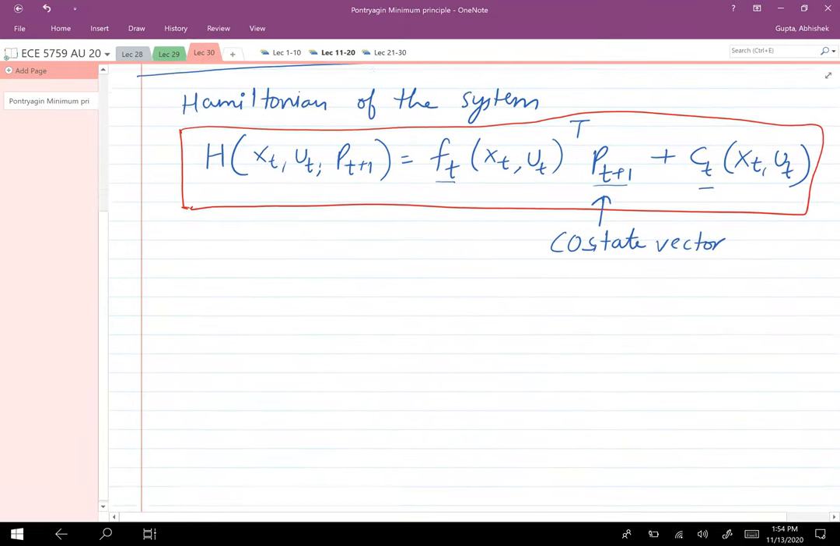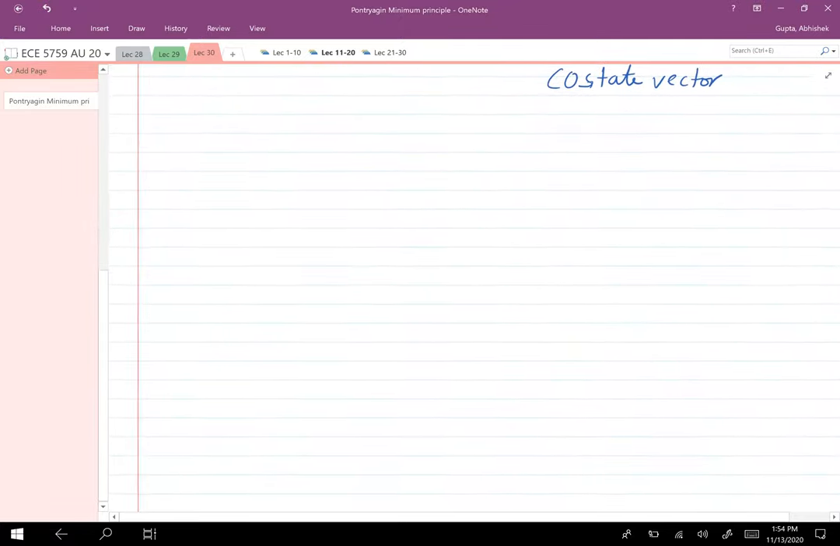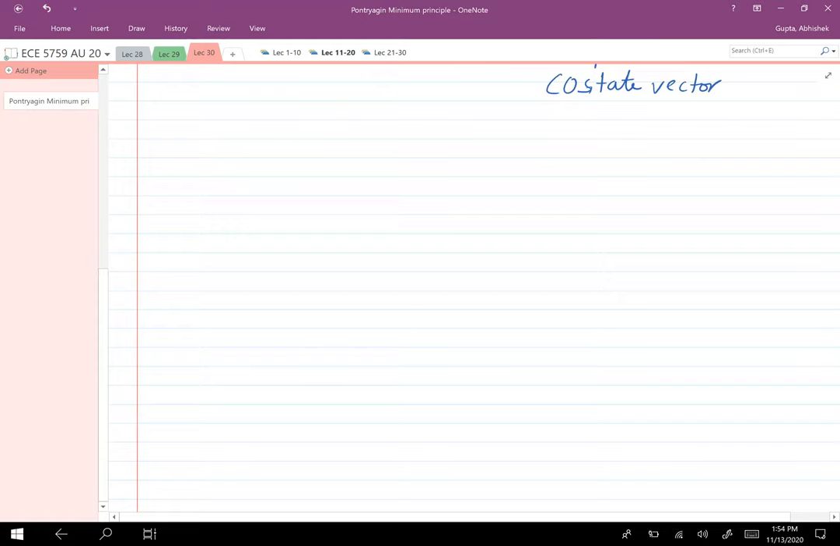And what the maximum principle says is as follows. Or rather, the minimum principle, what it says is as follows. Let me write down the year. It's around 1948. I don't remember the exact year right now. So it says the following.